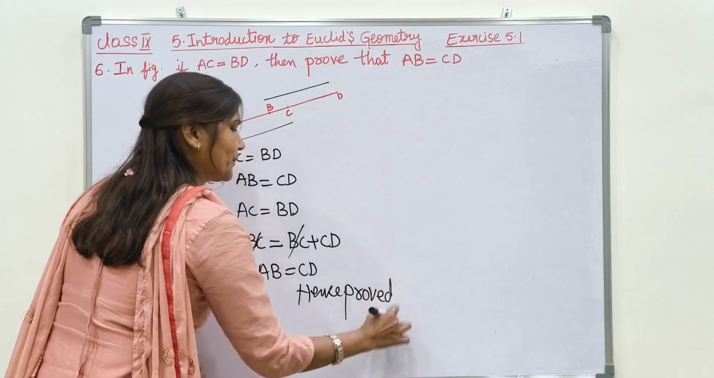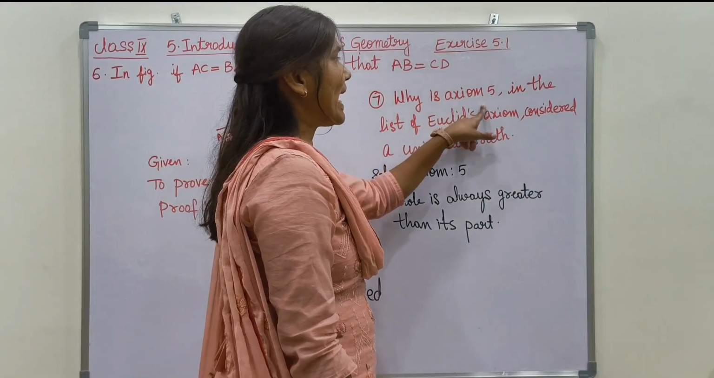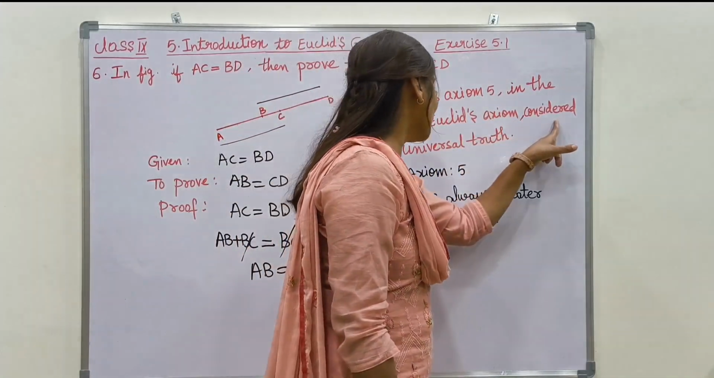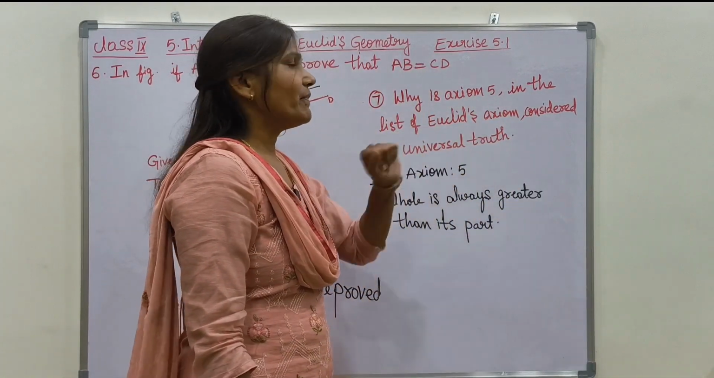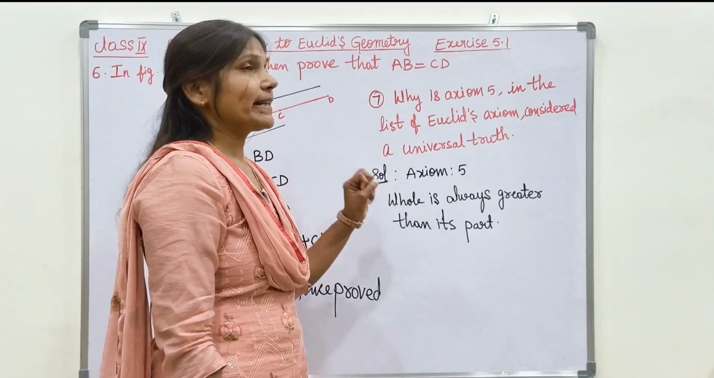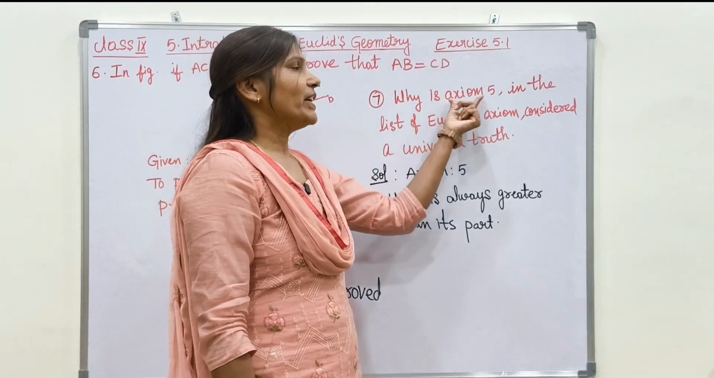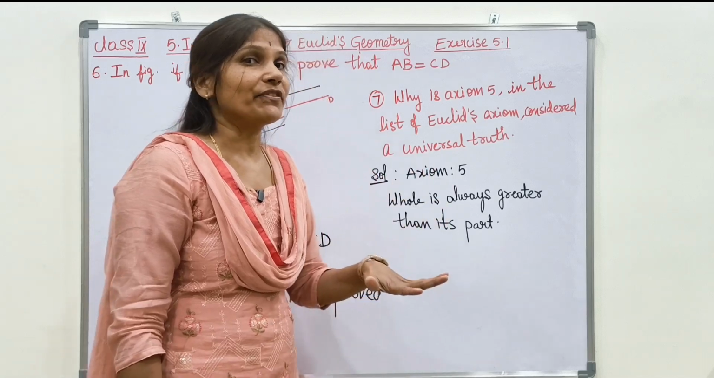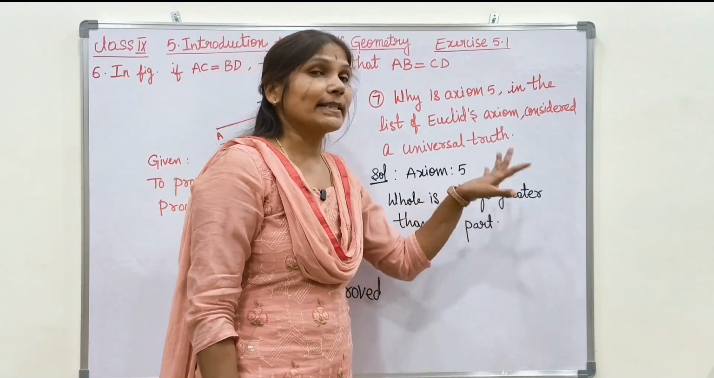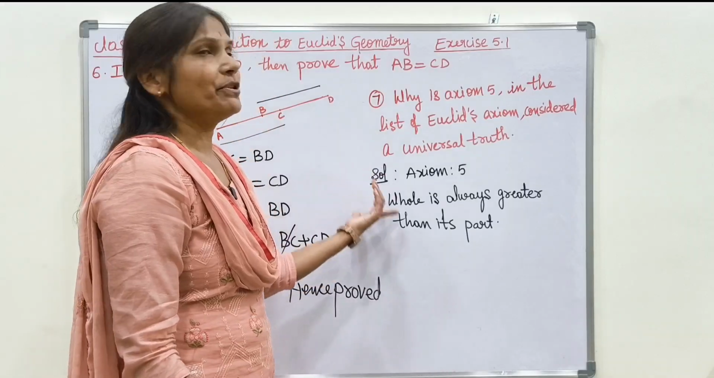The question: why is axiom 5 in the list of Euclid's axioms considered a universal truth? Euclid has 7 axioms. Now we will take the fifth axiom. What is the fifth axiom? Axiom 5 is: the whole is always greater than the part. It is a universal truth.